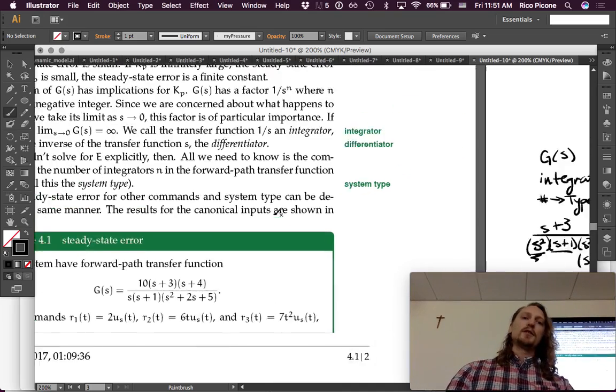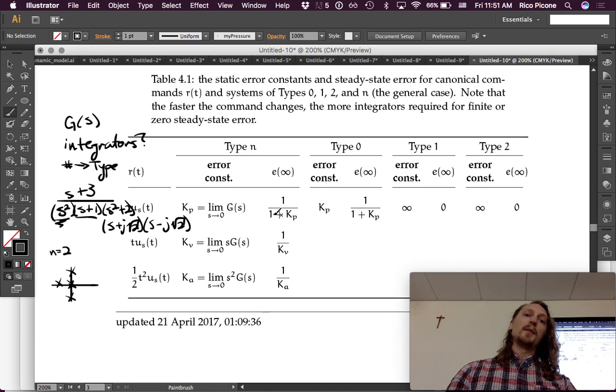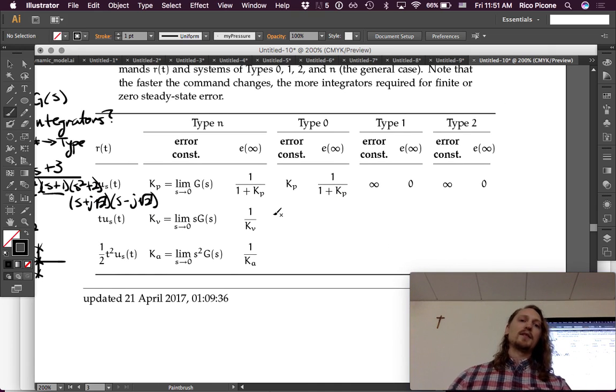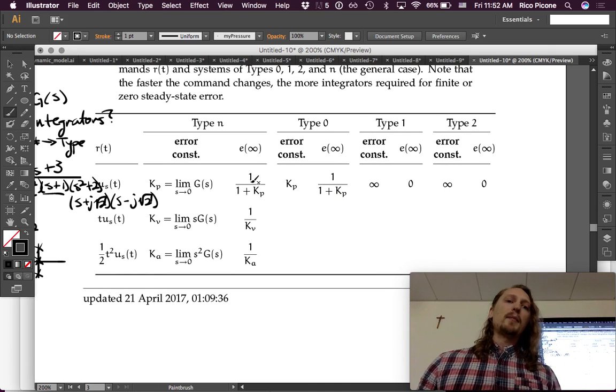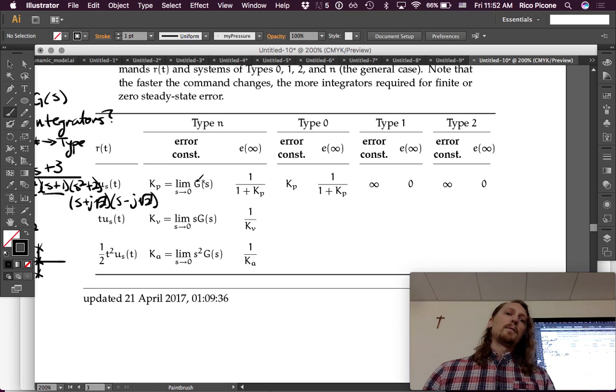Cool. So that is how you figure out how many integrators you have and the type of the system. So this is for a type N system. I actually have to check.